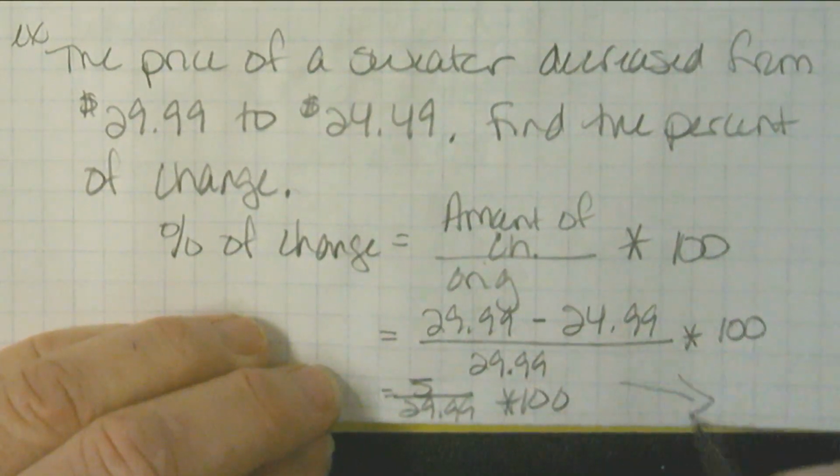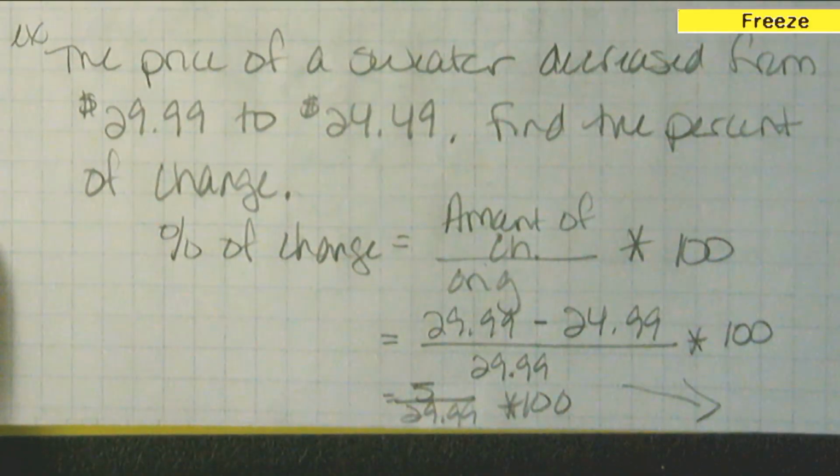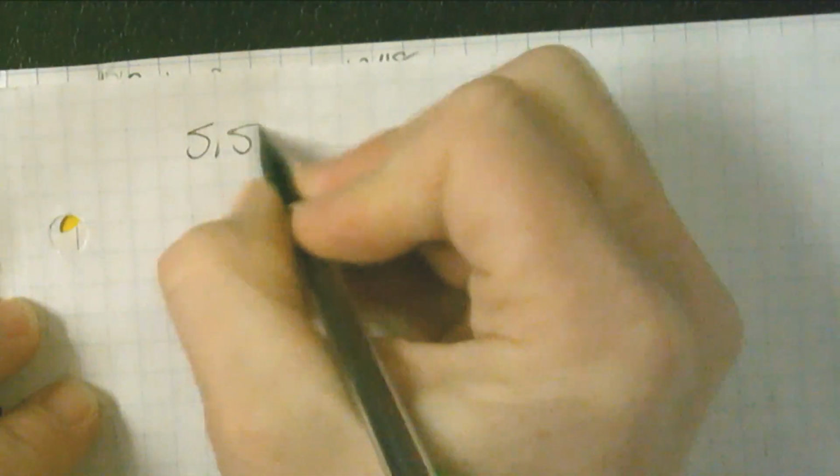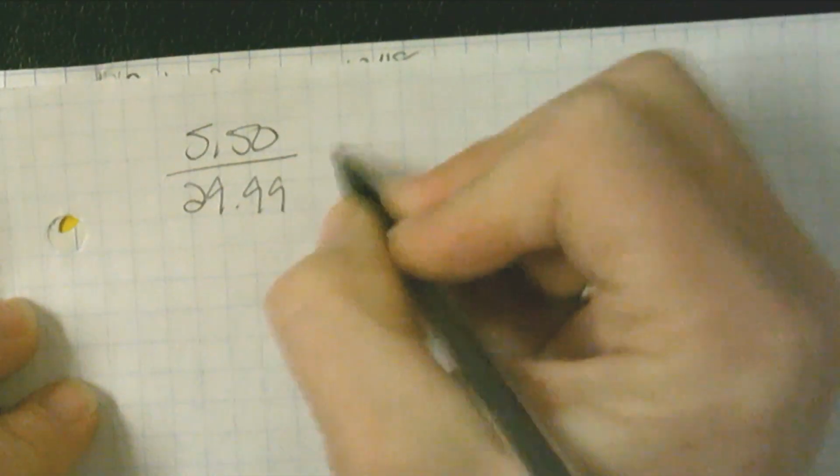I'm going to flip because I ran out of space. What's up? Did I? Thank you. I'll switch that. So this would be 4. So let's switch what that's supposed to be. So 29.99, thank you for correcting me, minus 24.49. That ends up being $5.50. Is that what you got? Awesome. So let's rewrite that. I have $5.50 divided by $29.99 times 100. This is my percent of change.